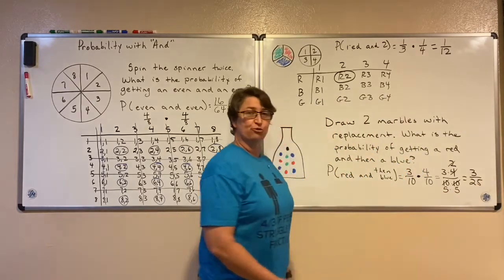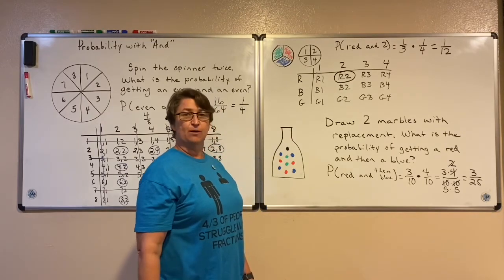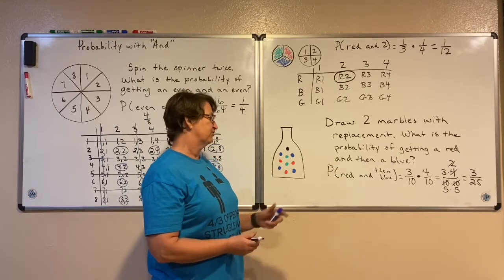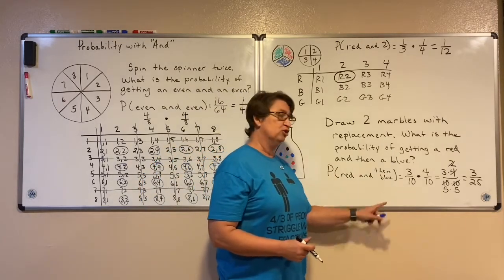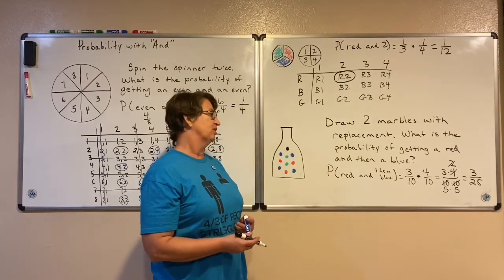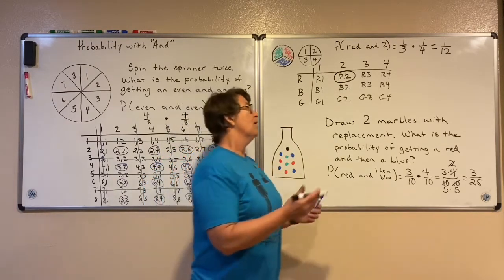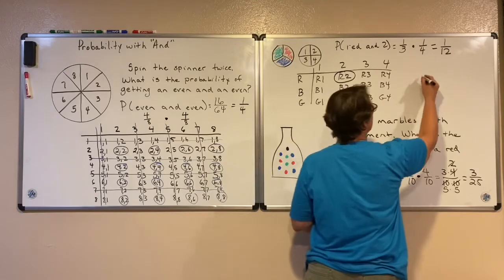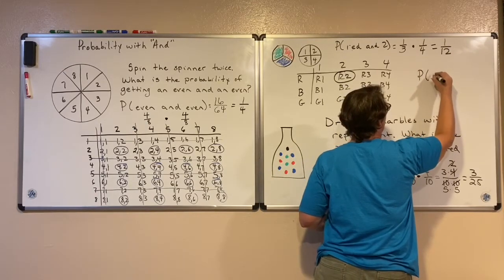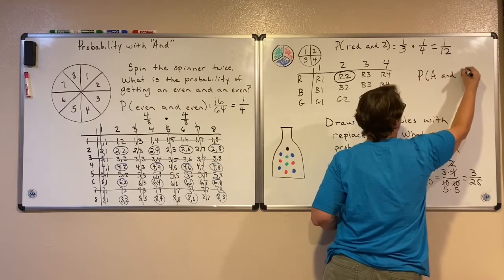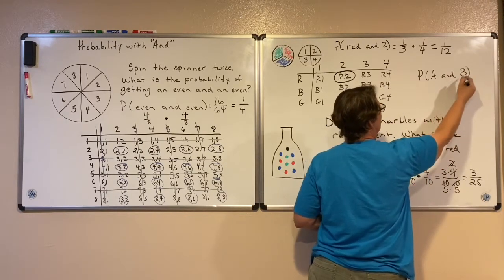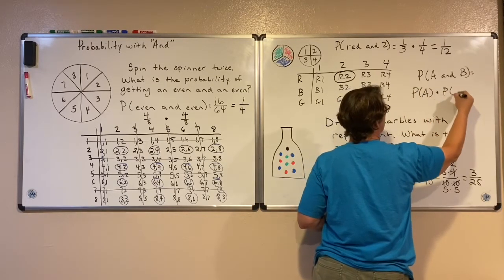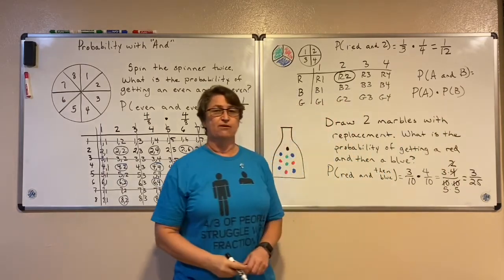Or maybe you just did 3 times 4 and got 12 over 10 times 10 was 100, and then you divided by 4 over 4, and you also got 3/25. So the probability I get a red and then a blue is 3 out of 25 times I would expect that to happen. So the rule here for and, when they're independent events, is I'm just going to take the probability of my first event. So if I have the probability of A and B, and they're independent, I do the probability of A times the probability of B to find the probability of both of them.